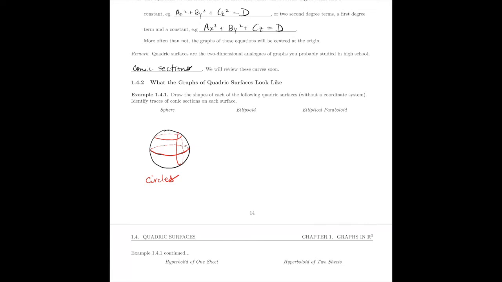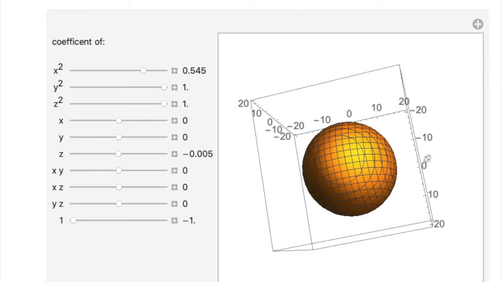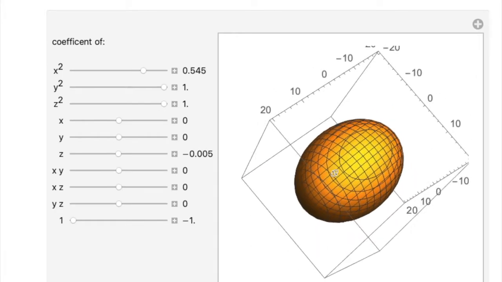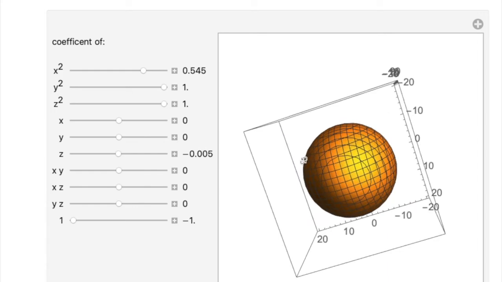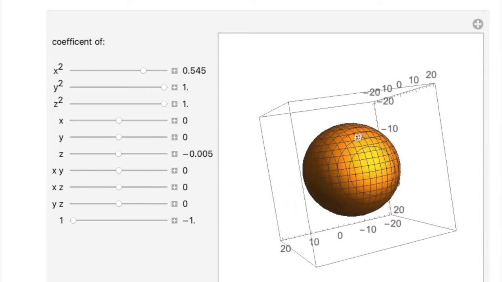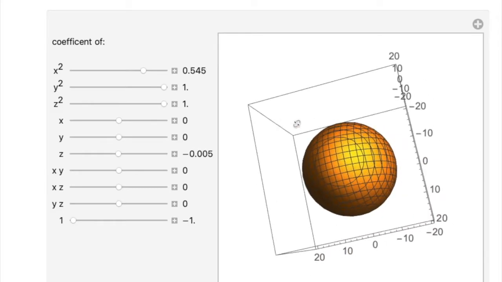Let's go now and take a look at the graph of an ellipsoid. Here's the graph of an ellipsoid. Notice that all of the curves drawn on the surface of the ellipsoid are either ellipses or circles.